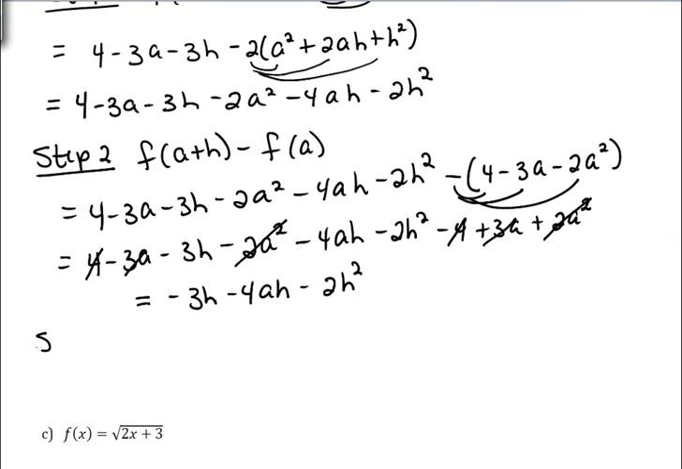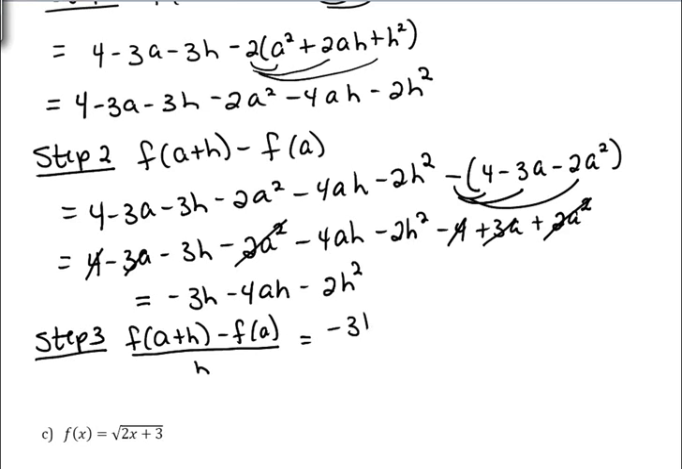And then we need to do step 3. That's to take the expression from step 2 and divide it by h. So what we had so far from step 2 was f of a plus h minus f of a. And we're going to take that and divide it by h. So negative 3h minus 4ah minus 2h squared divided by h.